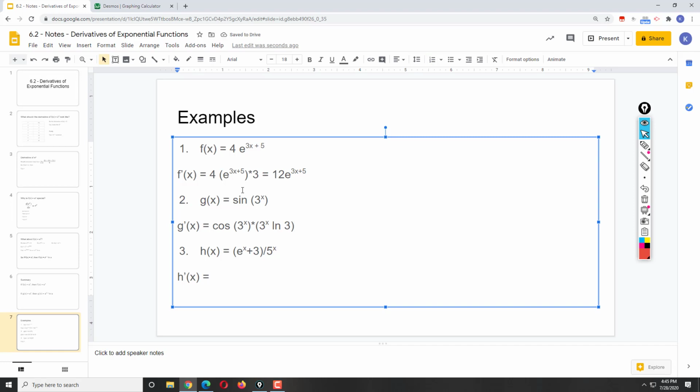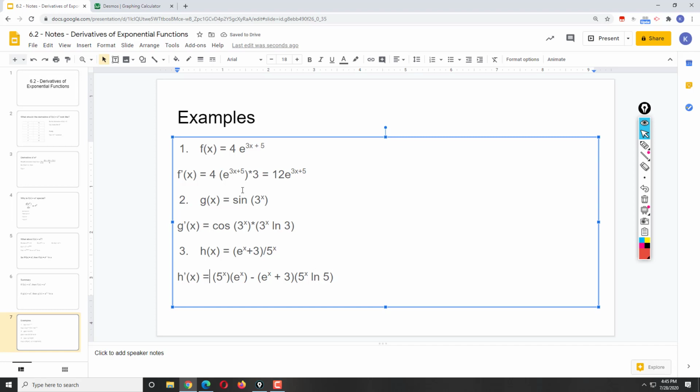Number 3, h of x is e to the x plus 3 over 5 to the x. We have to apply our quotient rule, low d high minus high d low over the square of what's below. So low is 5 to the x times d high, the derivative of the top. The derivative of e to the x plus 3 is just e to the x, because the derivative of e to the x is e to the x. Derivative of 3 is 0. Minus high, which is e to the x plus 3, d low, the derivative of 5 to the x is 5 to the x times ln 5.